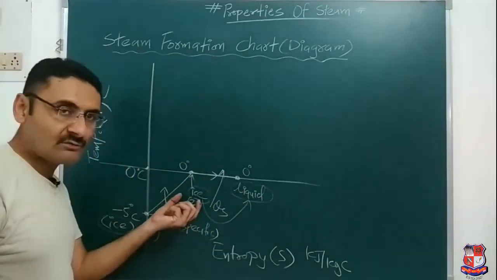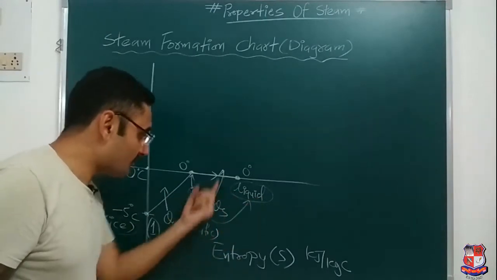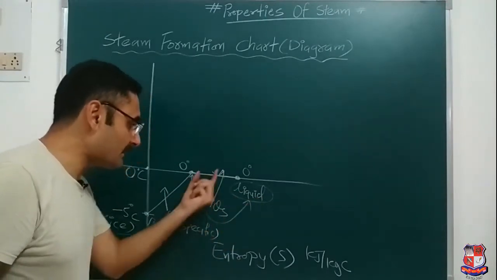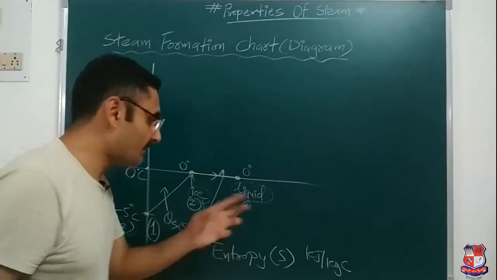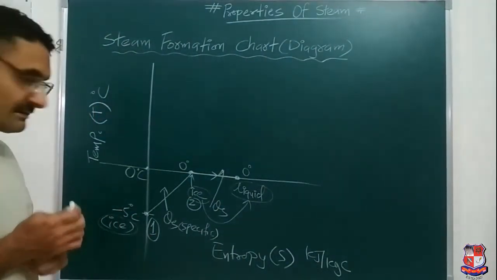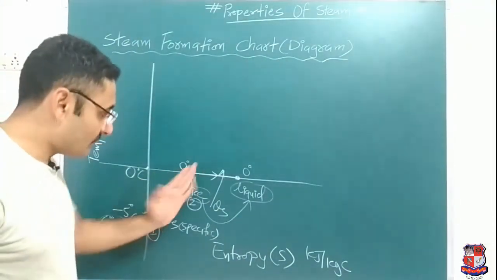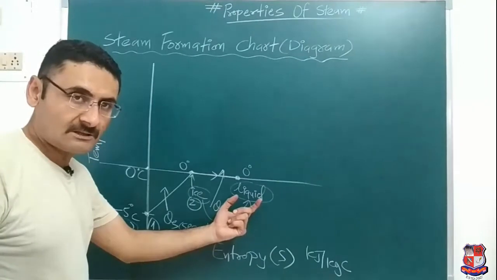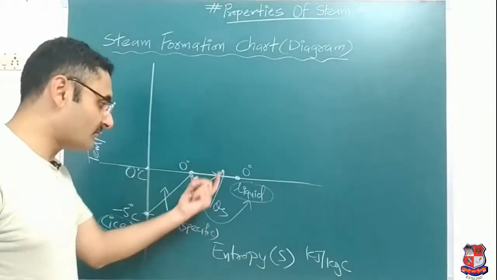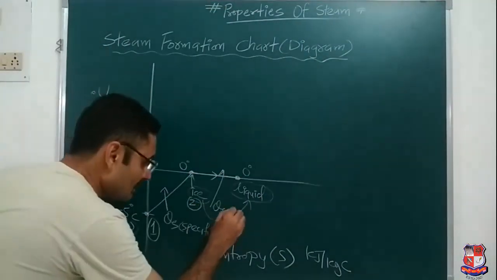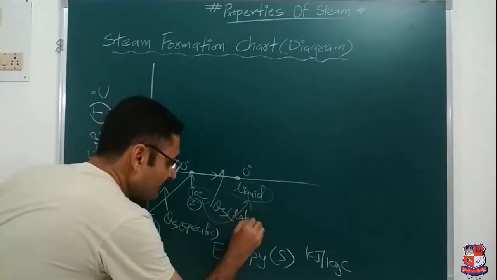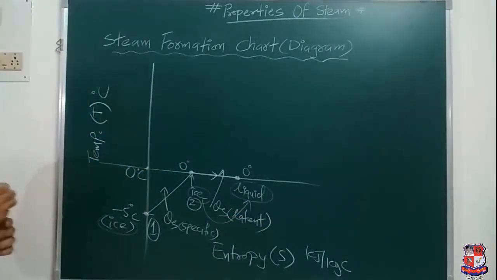That means the initial phase was solid. If you supply heat to the solid, it will change its phase and come into liquid phase. Whenever heat changes the phase of the substance, the amount of heat you are supplying is known as latent heat. So, clear about latent heat also?